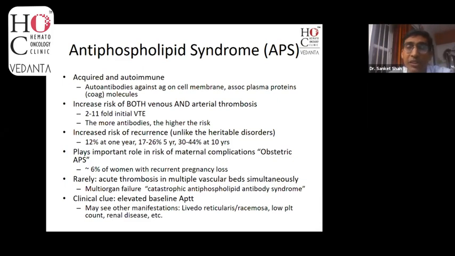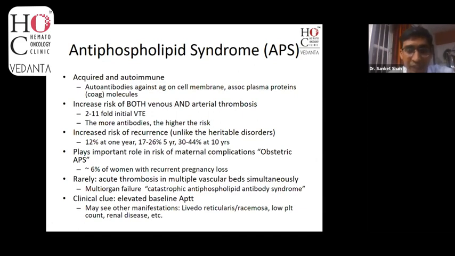Rarely, there might be acute thrombosis in multiple vascular beds simultaneously, which is termed catastrophic APLA syndrome, which is very fatal. What is the clinical clue? You have an elevated baseline APTT. Now, this is also seen in factor 12 deficiency, but here it does not get corrected by the addition of normal plasma, which differentiates APLA from factor 12 deficiency. And again, arterial thrombosis is seen in this condition, which is not seen in factor 12 deficiency. There may be other manifestations like livedo reticularis, low platelet count, renal disease, or thrombus formation on the cardiac valves.